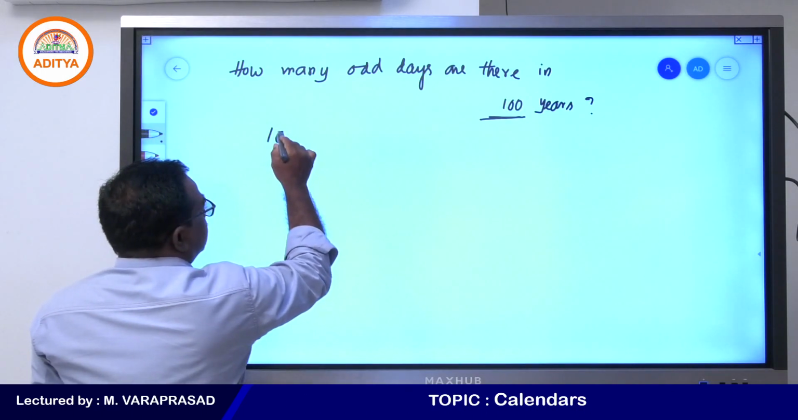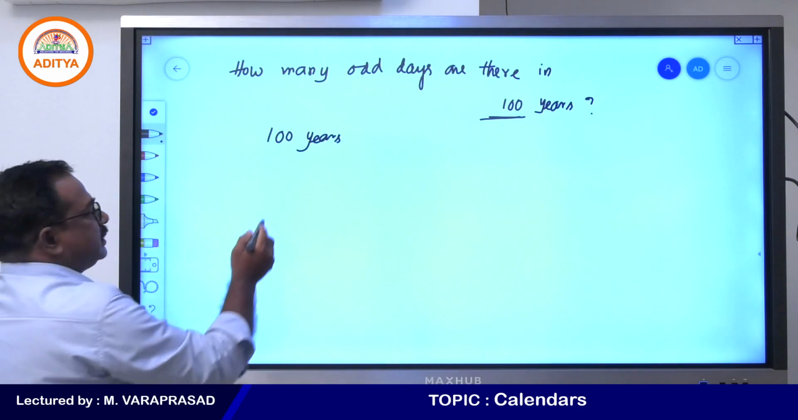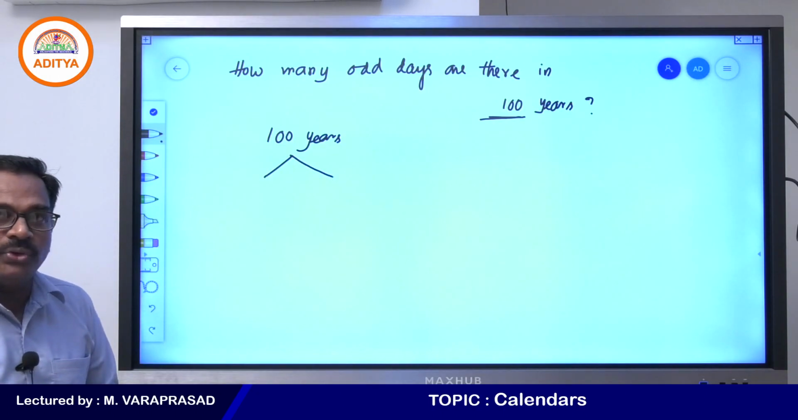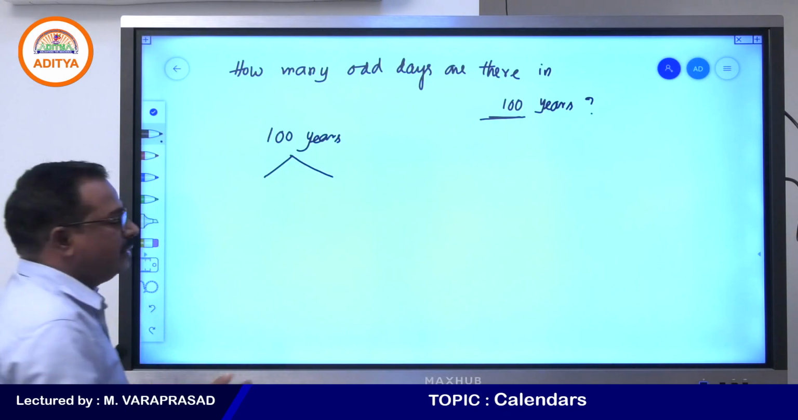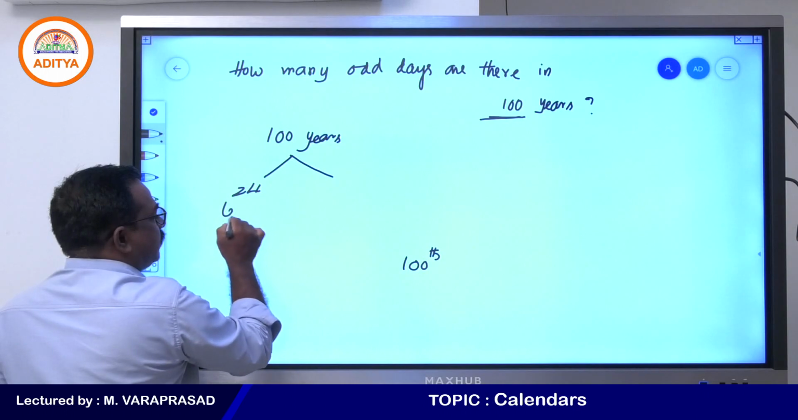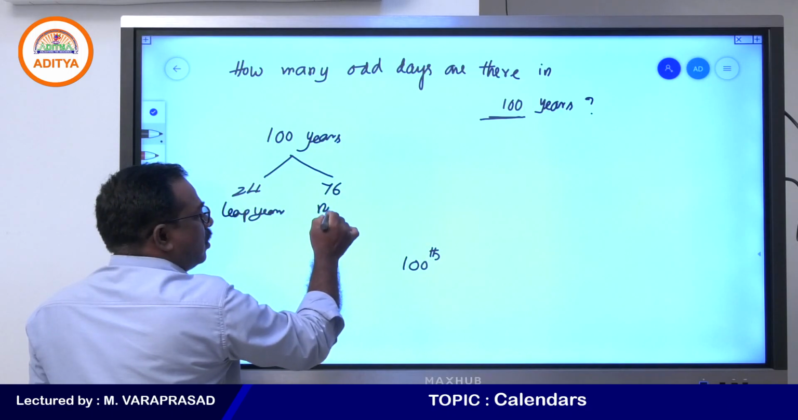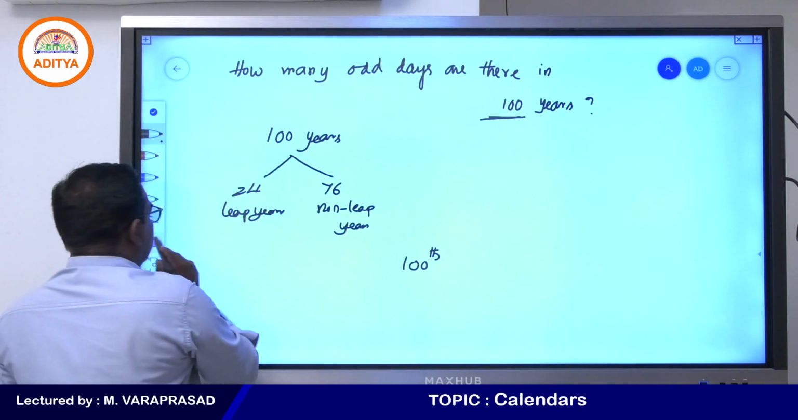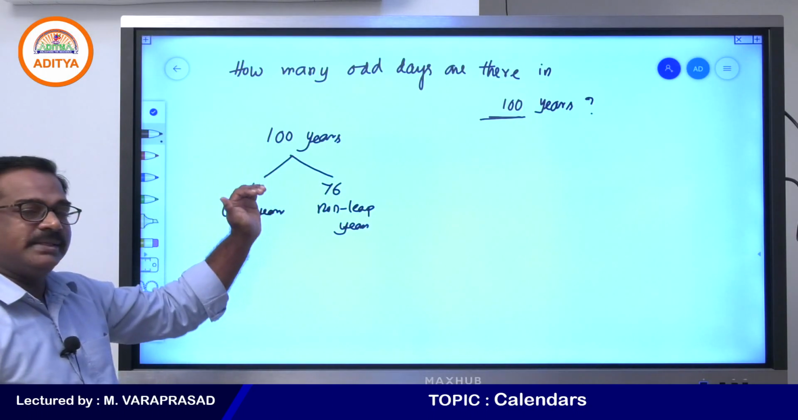100 years is given. Now you can convert these years into leap years and non-leap years. For every 4 years you will get a leap year. So in 100, if you divide by 4, you get 25, but the 100th year is not a leap year because it is a century. So in this 100, you will get 24 leap years and 76 normal years.